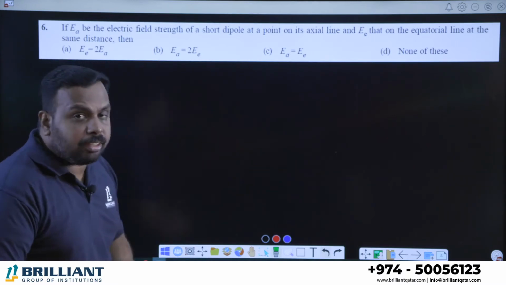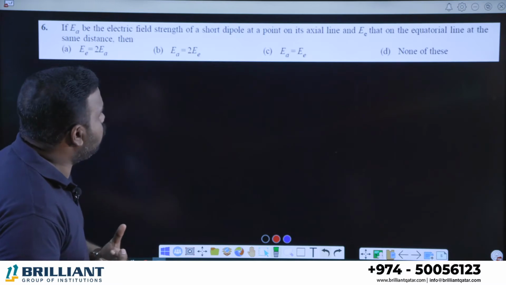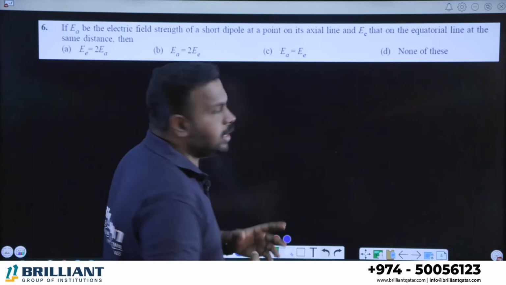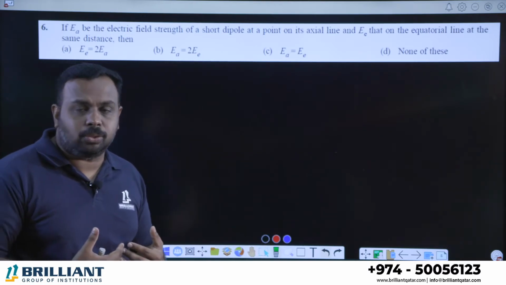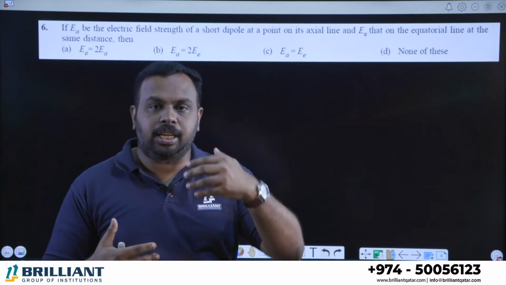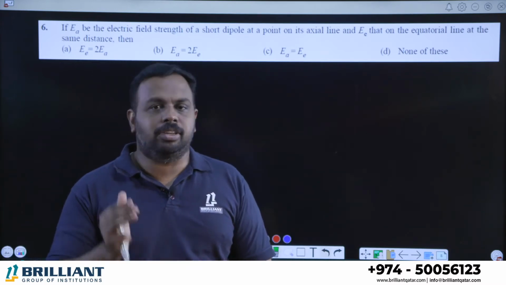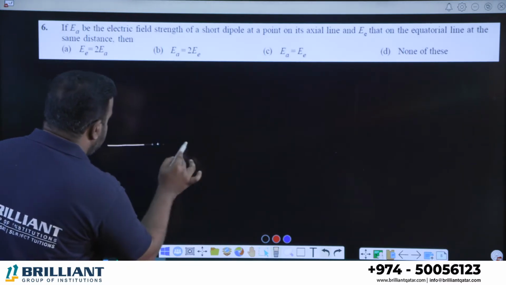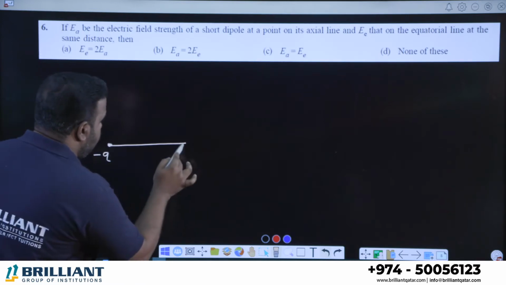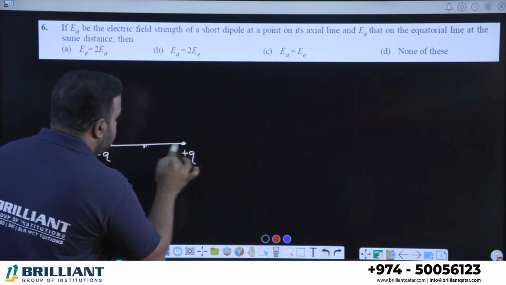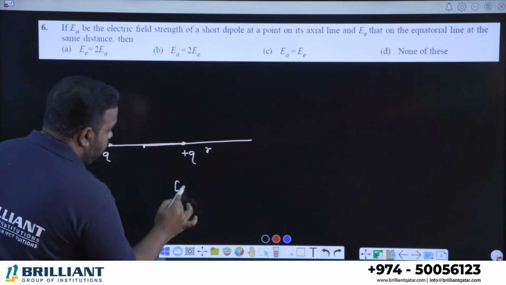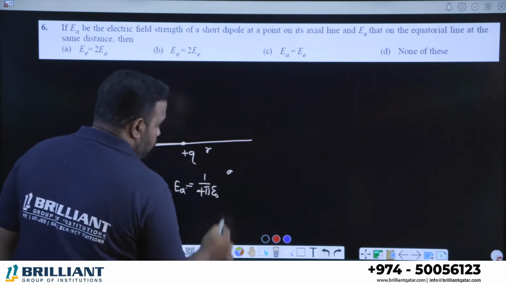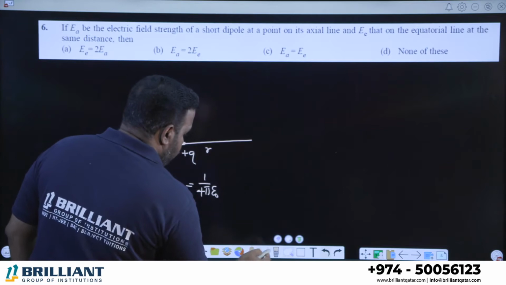If E_A be the electric field strength of a short dipole at a point on its axial line and E_E that on the equatorial line at the same distance, then, very simple, direct question, right? Hope you remember the concept of electric field intensity due to a dipole. First, at a point on the axial line. If this is the dipole consisting of two charges minus Q and plus Q, then at a distance r on the axial line, we have the equation E axial is equal to 1 upon 4 pi epsilon naught into 2p by r cube, right?